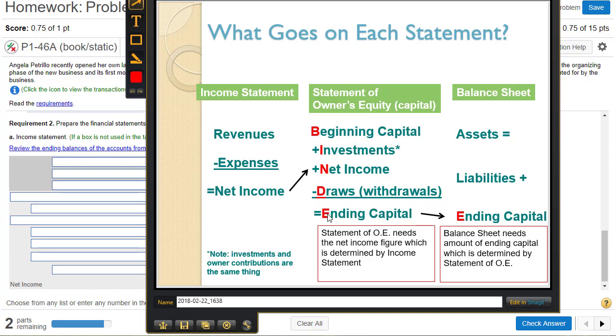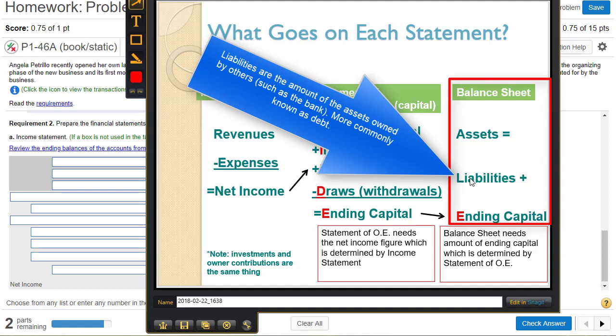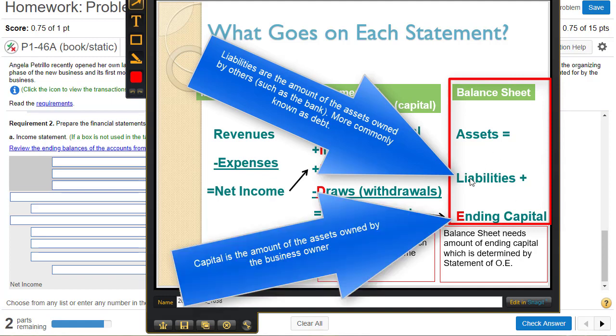Then last comes the balance sheet. Its formula is simply the accounting equation. Assets equals liabilities plus owner's equity, also called capital. But which owner's equity do we use? Do we use the capital at the beginning of the period or the capital at the end of the period? We use the capital at the end of the period. So the balance sheet shows how much assets a company owns, how much debt the company has, also called liabilities, and how much of those assets are owned by the owner, also called capital or equity.